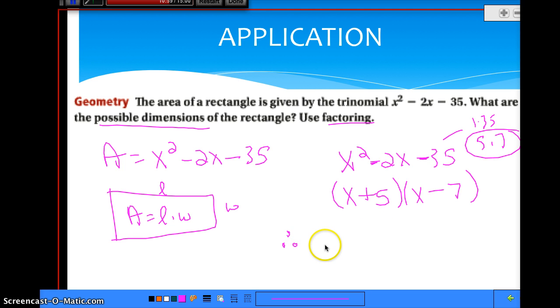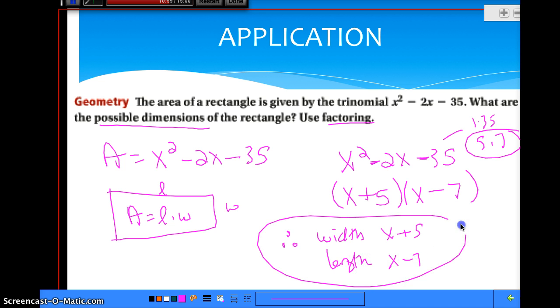Okay? We can therefore say that the width could be x plus 5, and the length could be x minus 7. Or vice versa. It doesn't matter which one you call length or width. And that would take care of section 8.5.